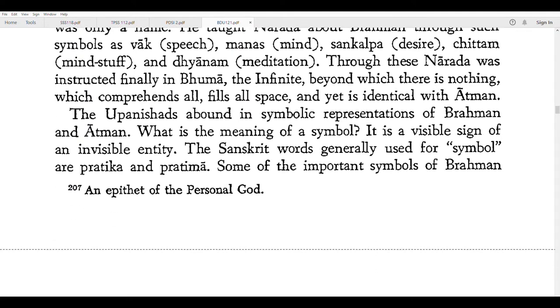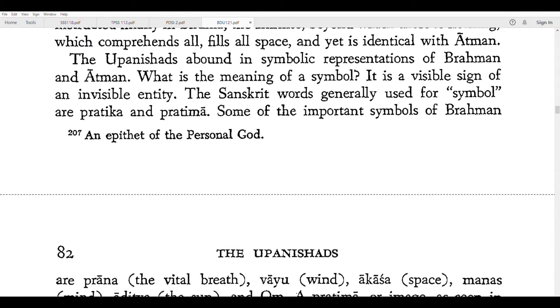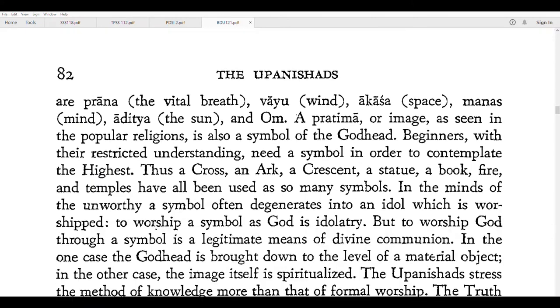What is the meaning of a symbol? It is a visible sign of an invisible entity. The Sanskrit words generally used for symbol are Pratika and Pratima. Some of the important symbols of Brahma are Prana, the vital breath, Vayu, wind, Akasha, space, Manas, mind, Aditya, the sun, and Om. A Pratima or image as seen in the popular religions is also a symbol of the Godhead.